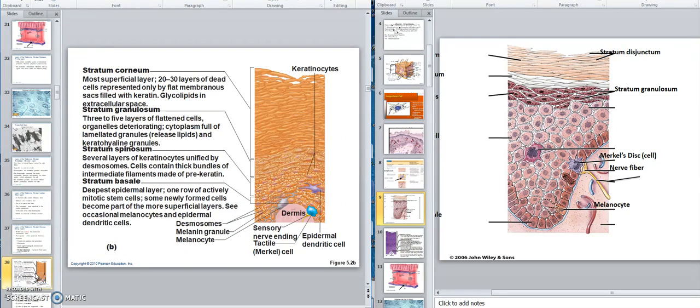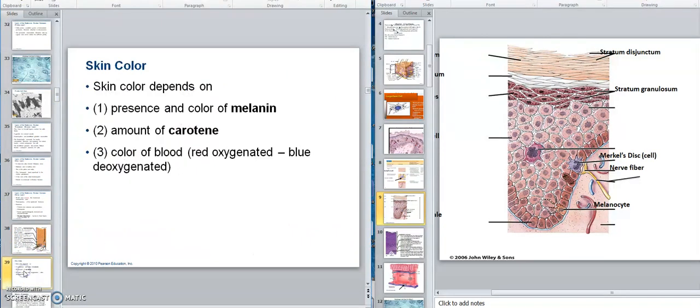So we now have named Basale, Spinosum, Granulosum. We had Lucidum, again, this is only in thick skin. And the Stratum Corneum. Okay. So that's where we are. Now, all the cells we have talked about up to now were keratinocytes. So the stratum basale, spinosum, granulosum, lucidum, and corneum, our discussion was really on keratinocytes.